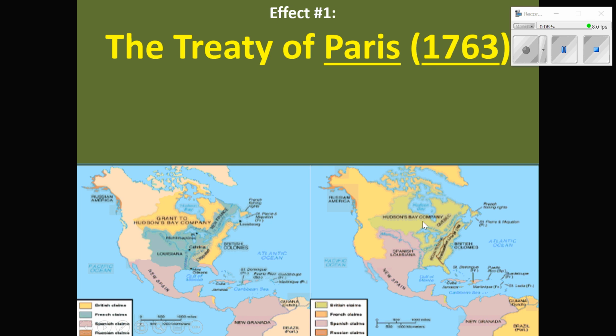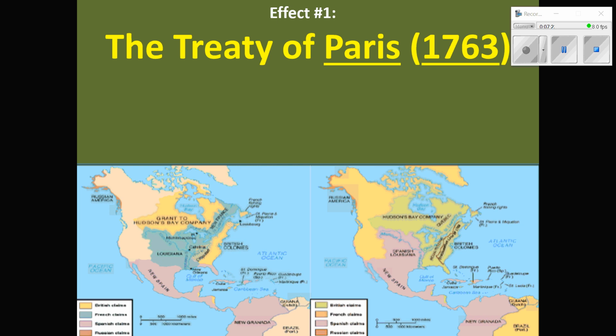Now, after the Treaty of Paris, look at how things changed. The green, which was French on the other map, now represents the British territory. It's all of this area now. This pink part is still the Spanish colonies, which is huge. But all of this yellow stuff over here is the French.